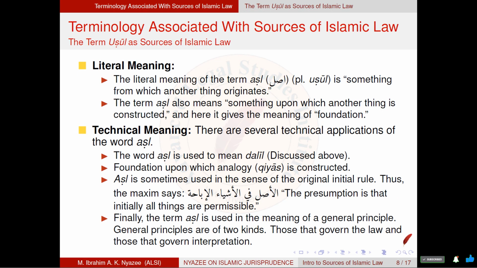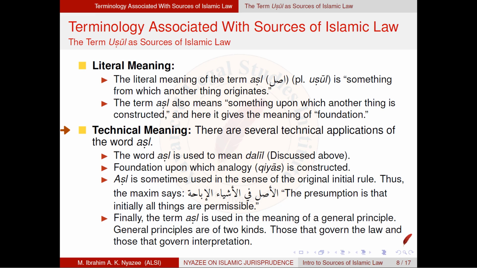Now we will discuss the third term as a source of Islamic law, Usul. The literal meaning of the term Asl, the plural for which is Usul, is something from which another thing originates. The term Asl also means something upon which another thing is constructed, and here it gives the meaning of foundation. Technical meaning: there are several technical applications of the word Asl.